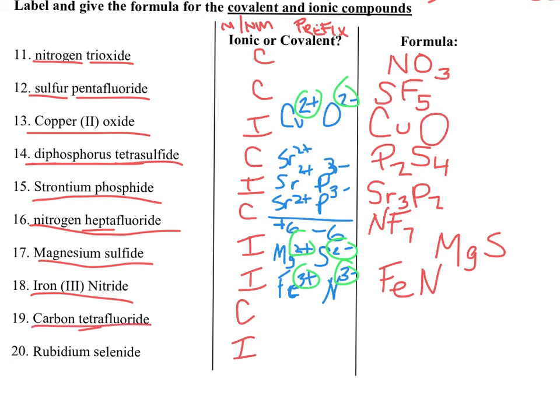Next is carbon tetrafluoride. Well, it's covalent, so carbon means there's 1 and tetra means 4. So there's 4 fluorines. So CF4, because 1 carbon, 4 fluorines.